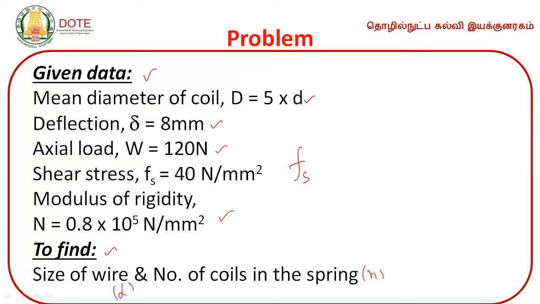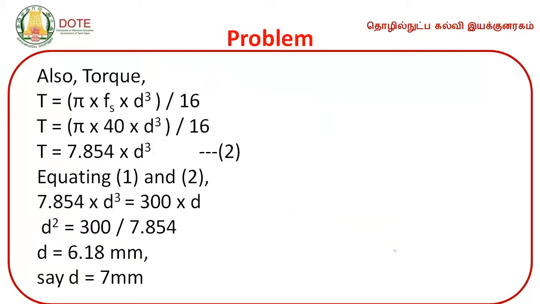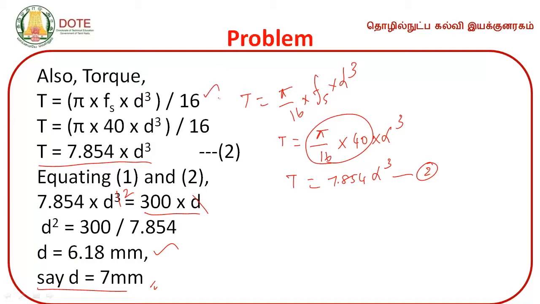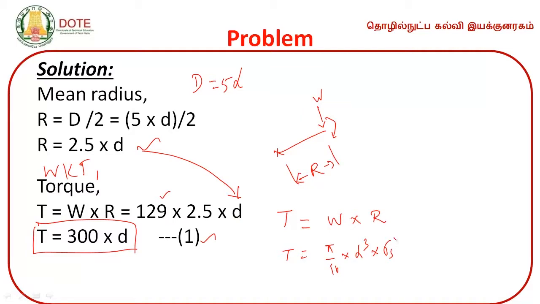So what do we do? We write the given data, write what is to be found, and first find d, small d. For small d, we can use the formula for torque. There are two formulas for torque. What is torque? Torque is equal to load into perpendicular distance. This is the first formula. The second formula says torque is pi by 16 into d cube into sigma s. Okay, sigma s, pi by 16 into fs into d cube. So this can be written as fs.